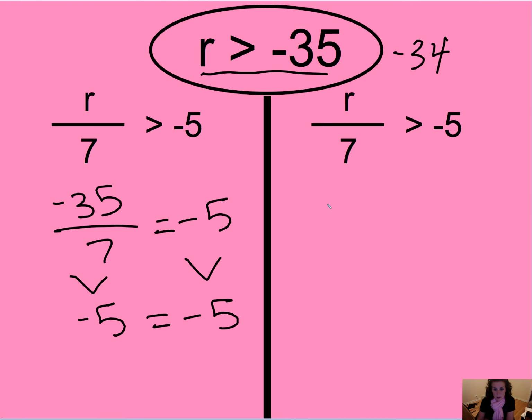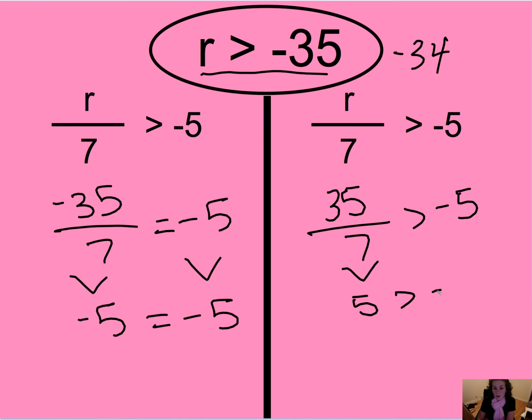So let's make it easy on ourselves since we're just trying to do this quickly. It's actually pretty easy because I know that all the positive numbers are greater than negative 35, so I could just pick positive 35. Obviously that's greater and it's divisible by 7. And I want to see if that's greater than negative 5. So 35 divided by 7 would be 5. That is greater than negative 5, so that's correct.